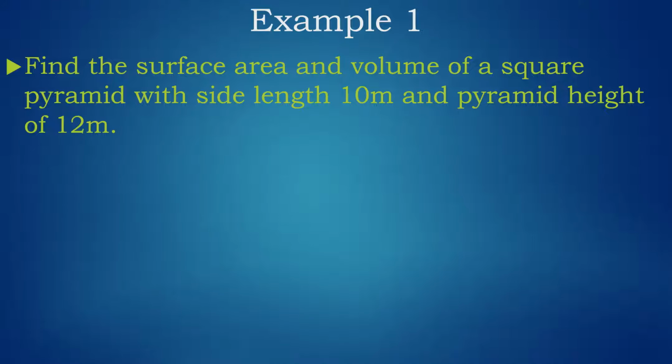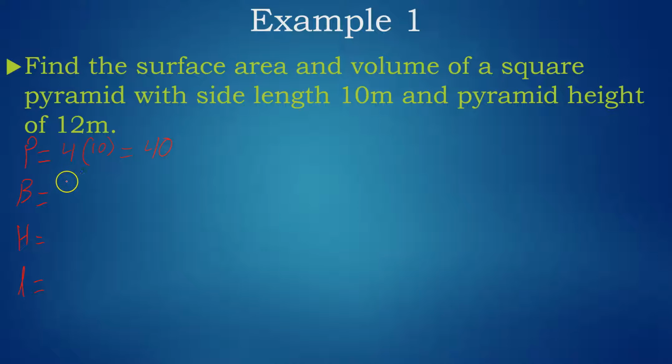So for example, we want to find the surface area and volume of the square pyramid with side length 10 meters and pyramid height of 12 meters. So we need four quantities. We need the perimeter, we need the area, we need the height of the pyramid, and we need the slant height. Just like we did with the prisms, but now we need the slant height as well. Well, perimeter is always simply, for our regular polygon bases, number of sides times the side length. If it's a square, number of sides is 4, and our side length is given to us as 10. So 4 times 10 is 40.